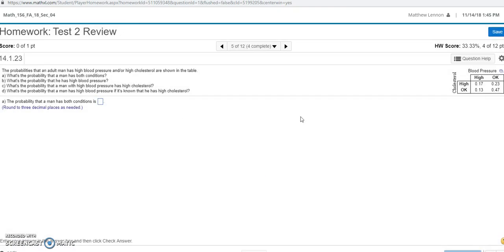All right, so on this one, we're looking at this table here, and it's a two-way table, so we have 2 different things: blood pressure and cholesterol. In each cell, it's indicating a pair of those. So you could either have high blood pressure and high cholesterol, or high cholesterol and okay blood pressure, or vice versa for all the different possibilities. If we're looking for the probability that a man has both conditions, high blood pressure and high cholesterol, in this case that is 0.17.